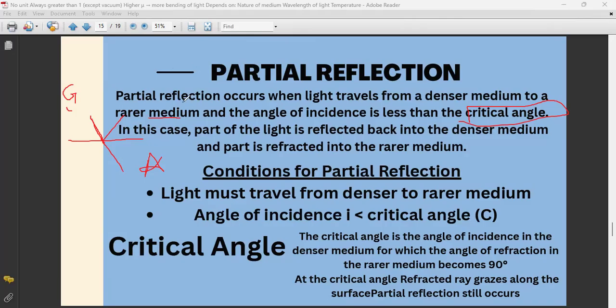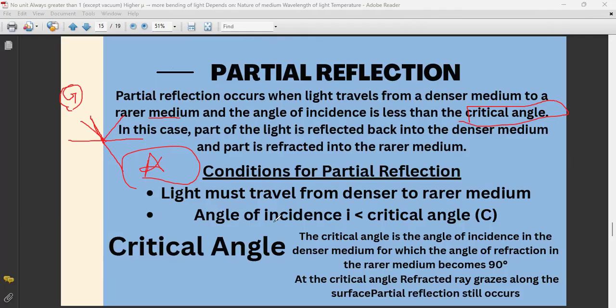Partial reflection. Okay, the angle of incidence here will be less than the critical angle. We'll just move on in a second. What is the critical angle? The conditions required for partial reflection: light must travel from the denser medium to the rarer medium, from the denser medium, which is glass, to the rarer medium, which is air. And the angle of incidence here will be greater than the critical angle.